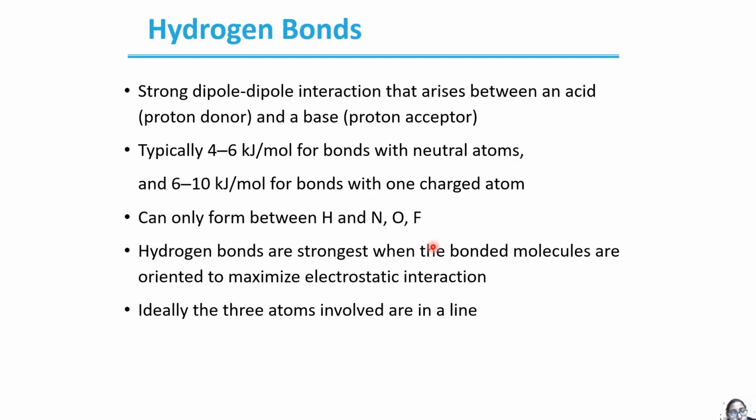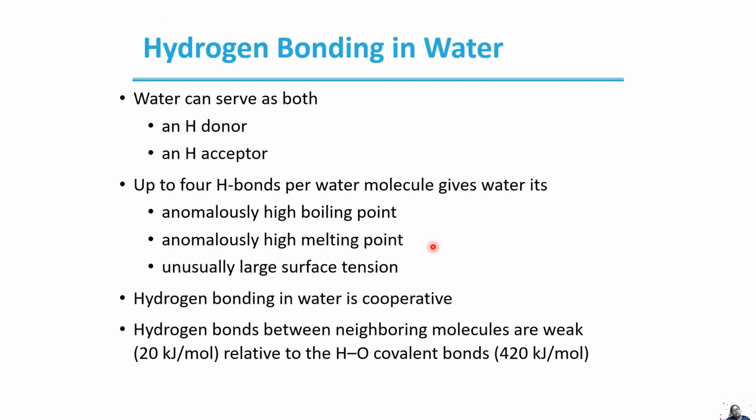Okay, so there are strong dipole interactions that arise between an acid and a base. They can form between hydrogen, oxygen, nitrogen, and fluorine. So hydrogen bonds are strongest when the bonded molecules are oriented to maximize electrostatic interaction. So ideally, the three atoms involved in the hydrogen bonding should be in a line. Water can serve both as an H donor and an H acceptor.